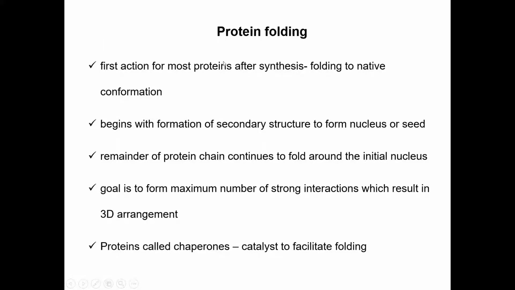The first action after protein synthesis most of the time is folding of the polypeptide chain into native conformation. Okay, so it begins with the secondary structure. All these you must have done in the structure of protein: beta sheets and alpha helix. First is formation of that to form the nucleus or seed, and then the remainder of the protein chain continues to fold and twist to give the 3D arrangement, and finally you will have covalent linkages between the cysteines forming disulfide bonds. Finally, the tertiary structure is formed.